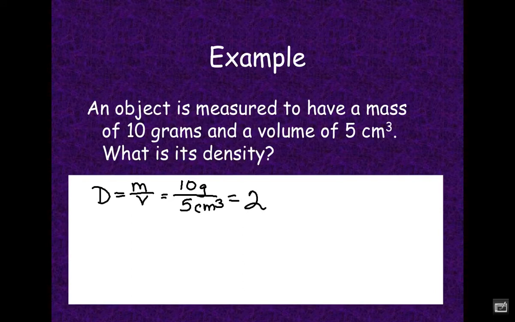Now I do have to take into account sig figs. The bottom one has 1, the top one has 1, so my answer can only have 1 sig fig. So I don't add a 0.0 on here. The other thing I need to add is my unit, and I have grams on top and cubic centimeters on the bottom, and that is my answer.